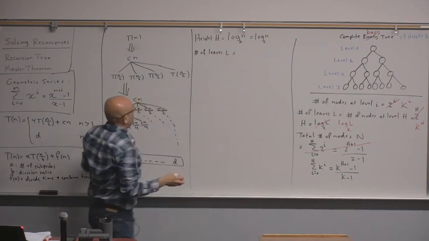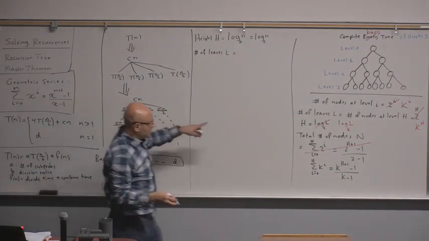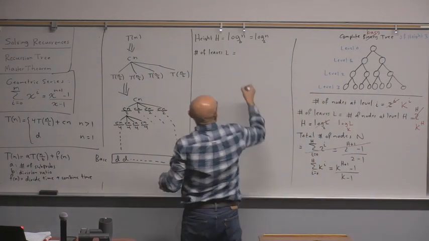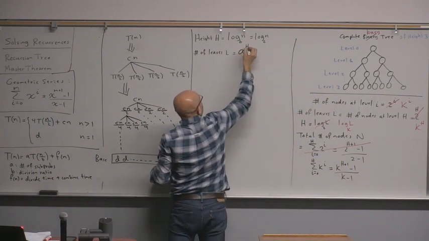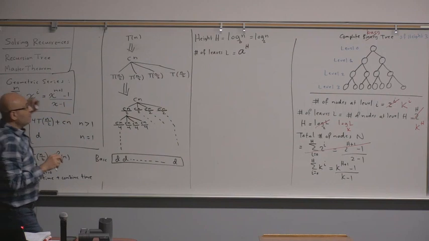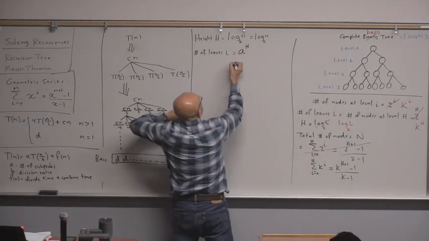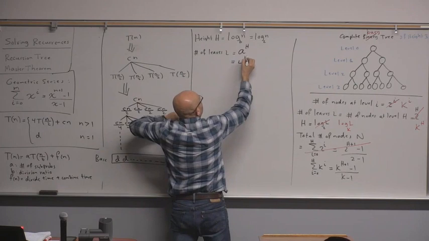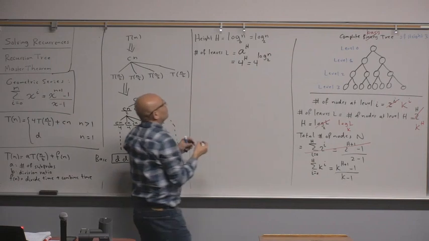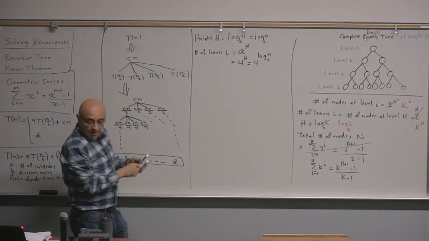Now, number of leaves, L, is going to be equal to the branching factor to the power of the height. So it's going to be A to the power H. The branching factor, which is the degree of the tree. So this is A. What is the branching factor here? 4. So it's going to be 4 power H, 4 power log n base 2. And this is what this is.